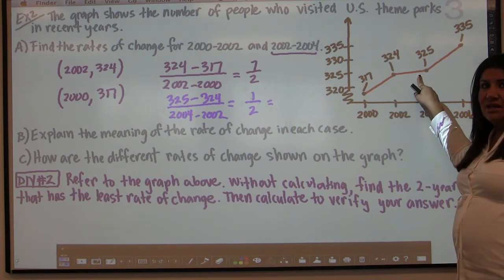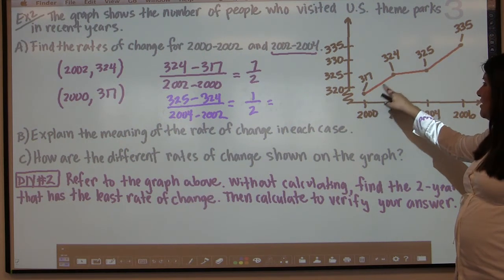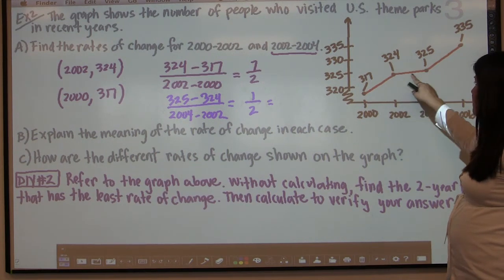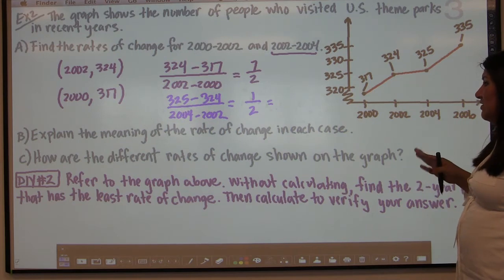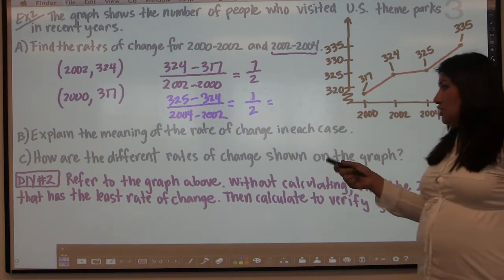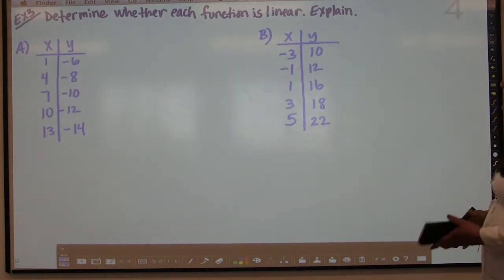Just think about having to climb this segment. If you were climbing this piece, it would be harder because it's at a higher incline, and this is an easier one, and then we're back to a higher one again. So basically, that's how the different rates of change are shown on the graph, by the steepness. So now we want you to do example number 2, and again, it's referring to the same graph. So you'll do that, and then we'll carry on.